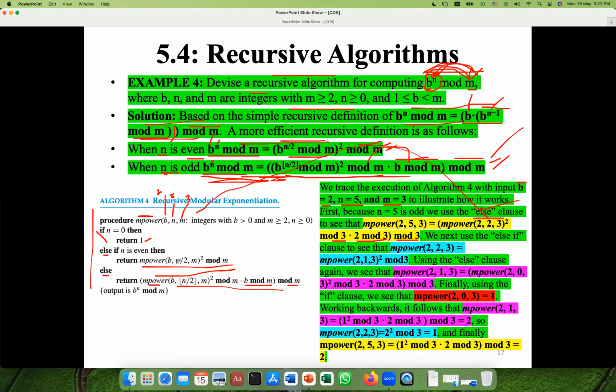What is the answer? Here I am not finding the remainder. 2 by 2, I will get 1. So 2, 1, 3. So I am calling this M power again with 2, 1, 3 and mod 3. So let's see, I am in the else if part, where M power 2, 1, 3, it's square and mod 3.